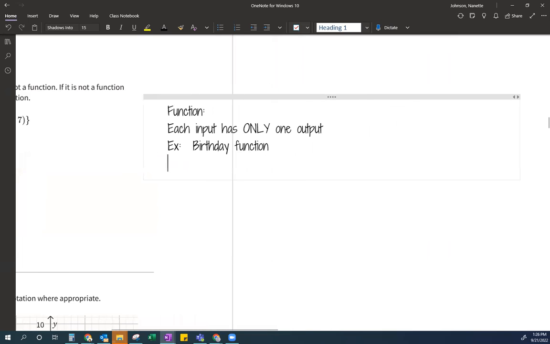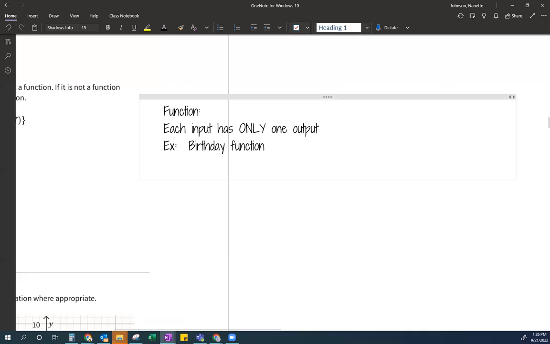When I say birthday function, this is what I mean. People are the inputs and your birthday is the output. I don't mean birthday, I literally mean birth date, like your actual birth date, when you entered into this world. So listen to this. Each input has only one output. That makes sense. Each person has only one birthday.